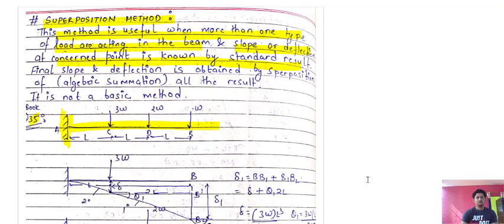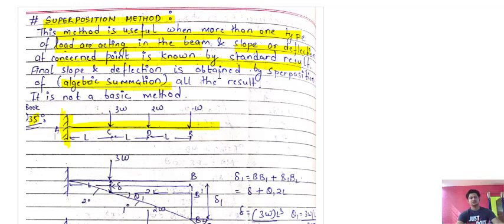Now, finding the slope and deflection is done by superposition, that is, the algebraic summation of all the results. So if a number of loads are acting, if UDL is acting, if a point load is acting, what will be the value of slope and deflection? It will be the algebraic summation of all the results: the summation of the point load results and the summation of the UDL results. That will be the value of slope and deflection for that case.